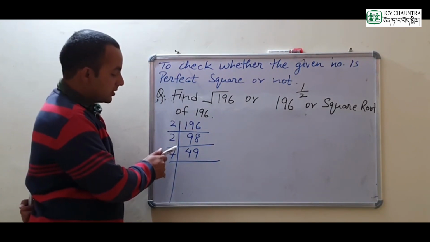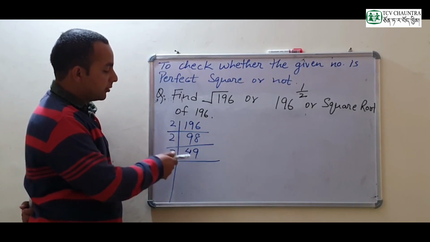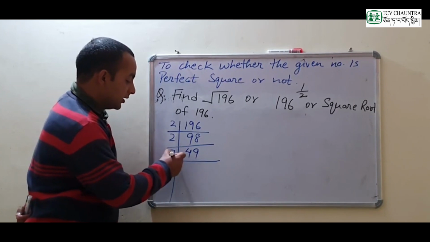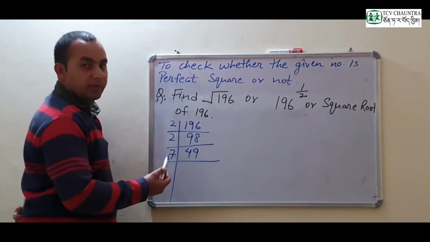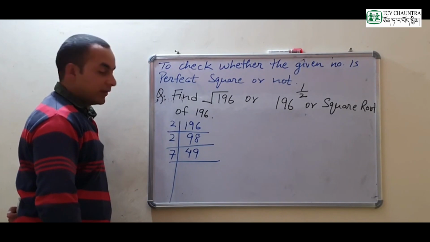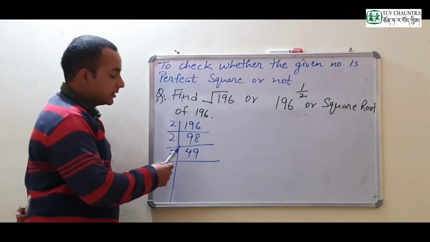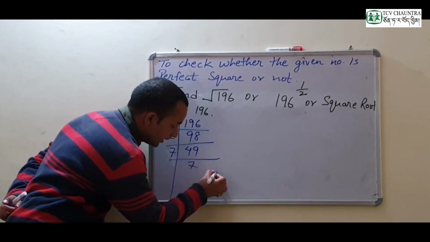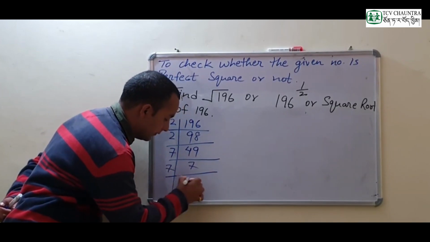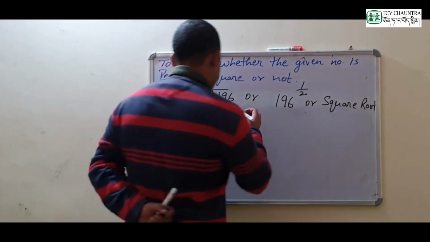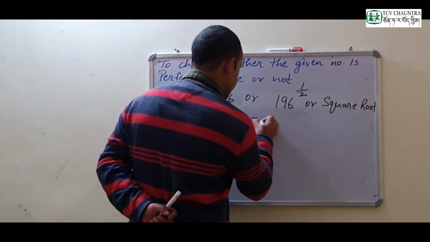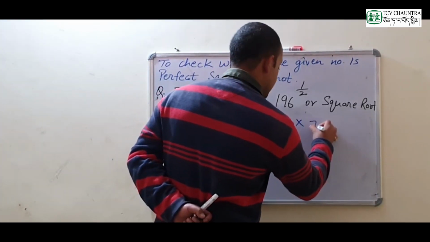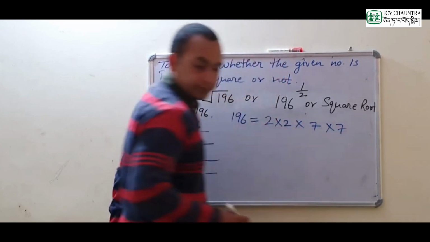So the unit place of 7 is 9. So 9... the number is 49, which is a perfect square, and it's 7. Okay, 7 7s are 49. So the prime factors of 196 are 2 multiplied by 2 multiplied by 7 multiplied by 7.